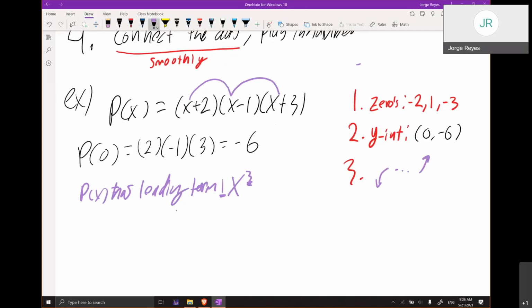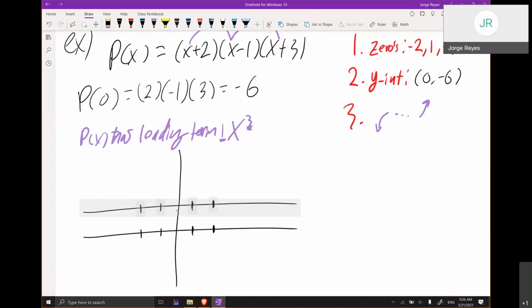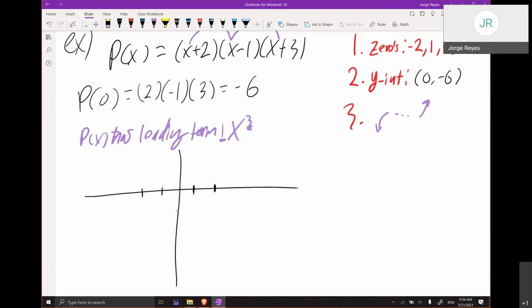And then step 4 is we graph. So let me get a graph here. Zeros. I'm going to try to be evenly spaced. This is going to be difficult. 1, 2, 3, 4, 5, 6. I'm going to put my dots everywhere. So this is the y-intercept.